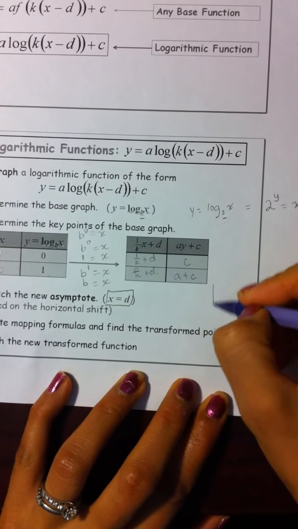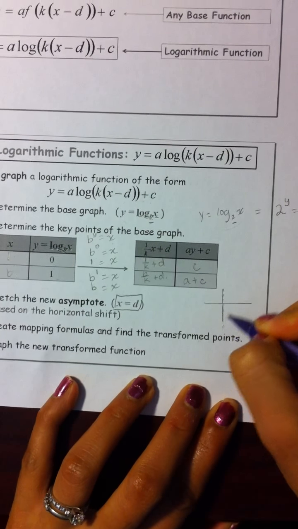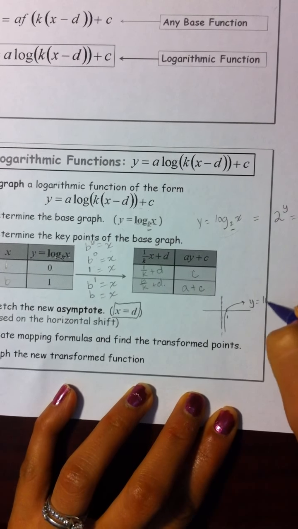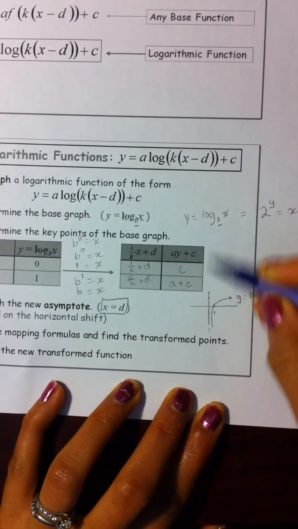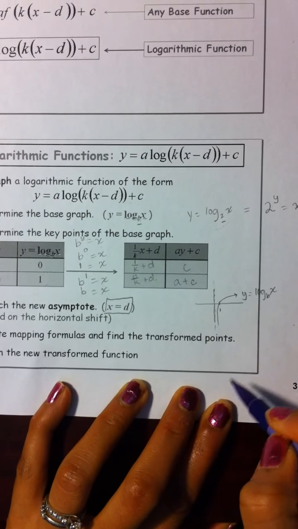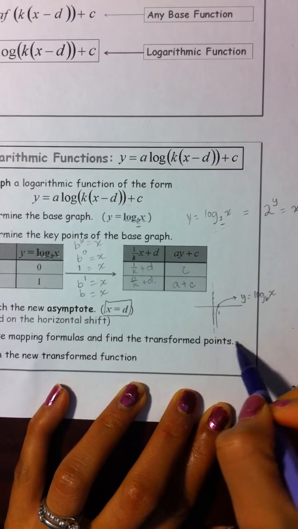If I just show you the general logarithmic function, you'll notice there is a vertical asymptote. The general logarithmic function looks like the following: y equals log base b of x. We all know that this right here is our vertical asymptote, and as we shift the graph horizontally, the asymptote is also going to move.